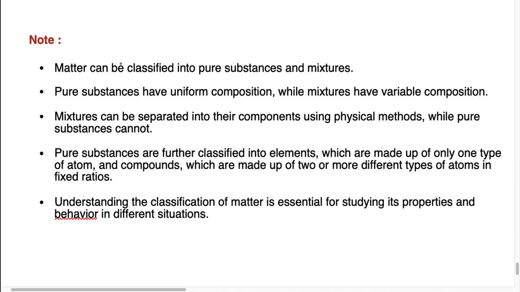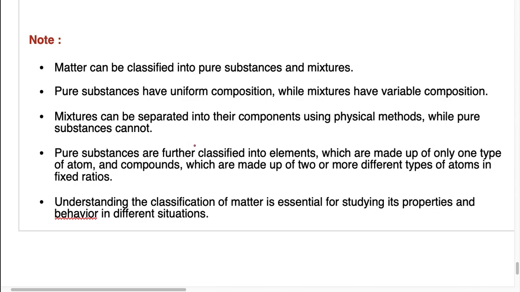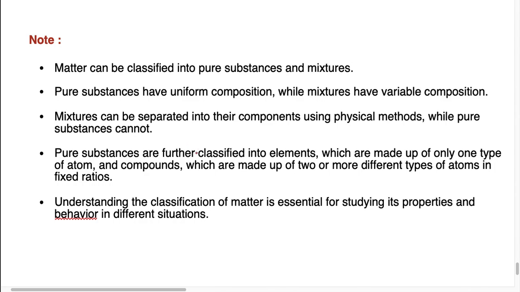So let's see the important notes from this lesson. Matter can be classified into pure substances and mixtures. Second point, pure substances have uniform composition while mixtures have variable composition. Mixtures can be separated into their components using physical methods while pure substances cannot. To separate pure substances, we have to use a chemical process.